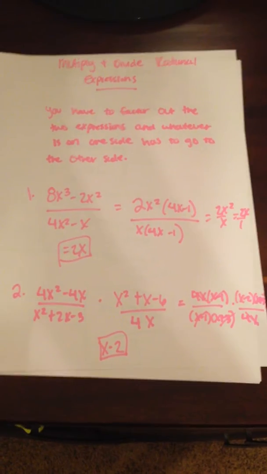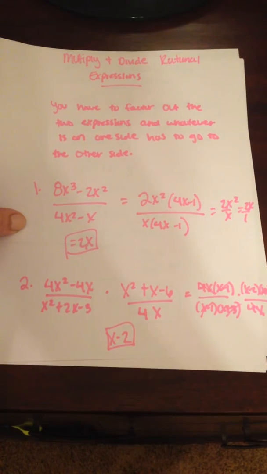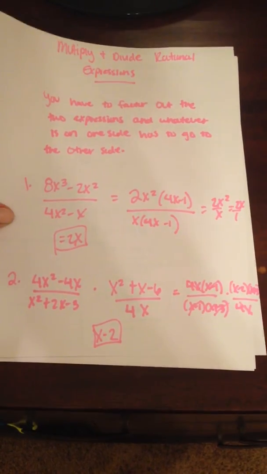All you have to do is just factor, and whatever's on one side goes on the other side, and you just cancel out, and you have your answer.